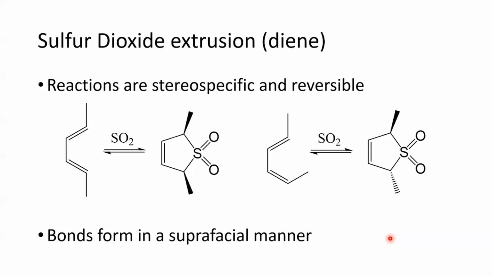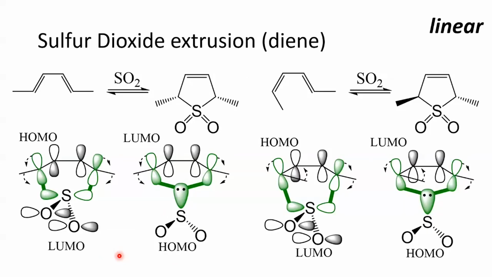So the typical cheletropic reaction of sulfur dioxide is either extrusion, where you lose sulfur dioxide, or where sulfur dioxide is added to a double bond system. These reactions are stereospecific and they're also reversible. The 2 bonds that form to the sulfur occur in a suprafacial manner, meaning on one side of the molecule. Now, in these reactions, our sulfur dioxide will approach in a linear fashion.